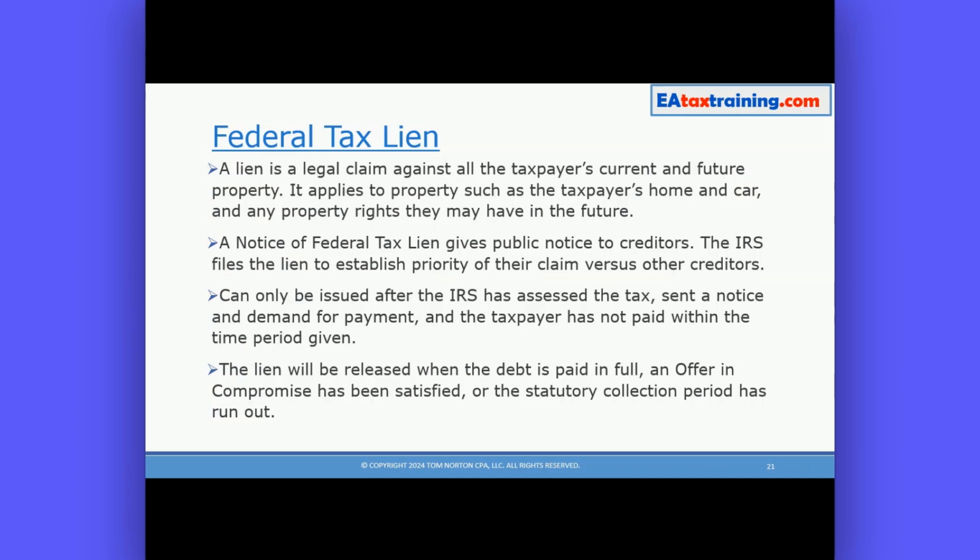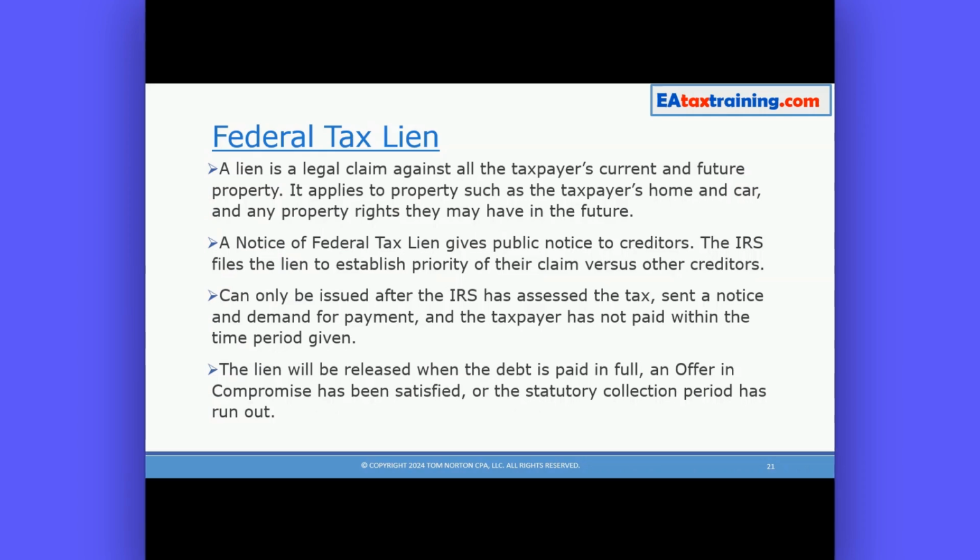So basically, once the IRS files a federal tax lien, nobody's going to want to lend you money because, for instance, let's say you've got a house and you think, well, I'll go get a second mortgage on the house. Well, nobody's going to do that because they're going to look and see that there's already a federal tax lien. So they're not going to give you a mortgage on that home.